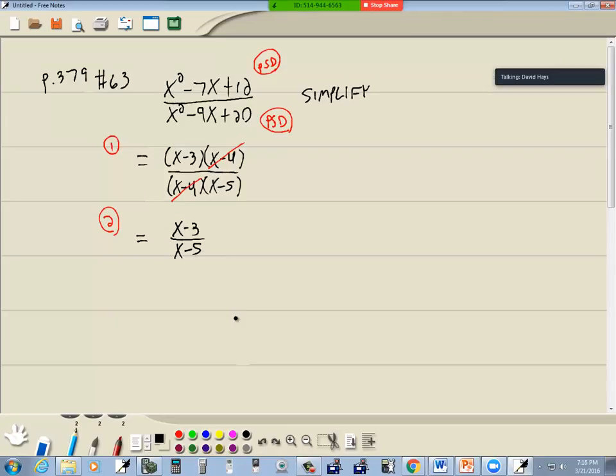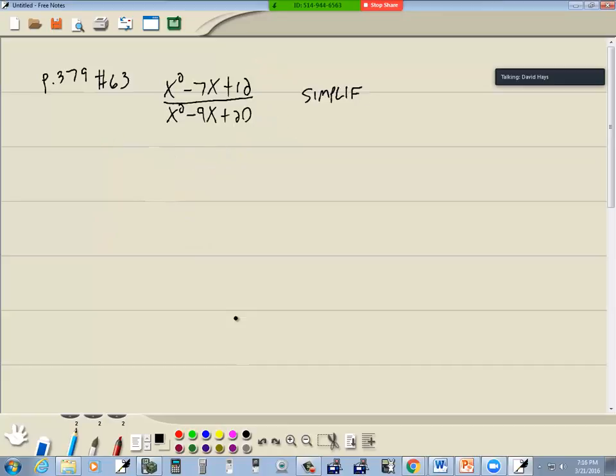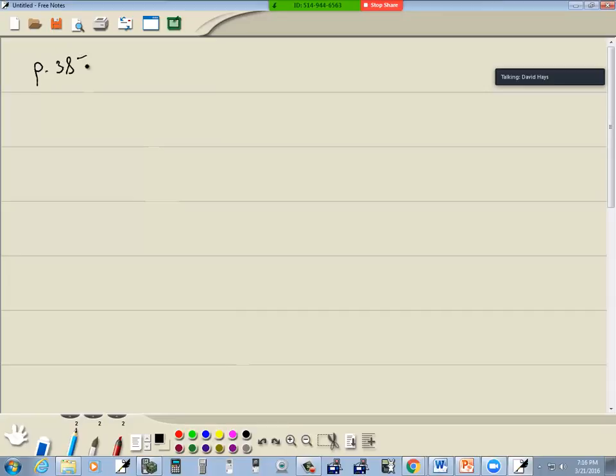So let me clear that off. And this one is on page 387, number 5. We've got 3x minus 15 over 4x squared minus 2x times 20x squared minus 10x over 15x minus 75.